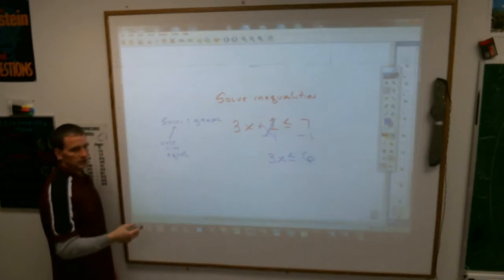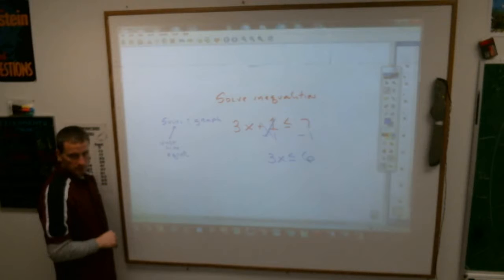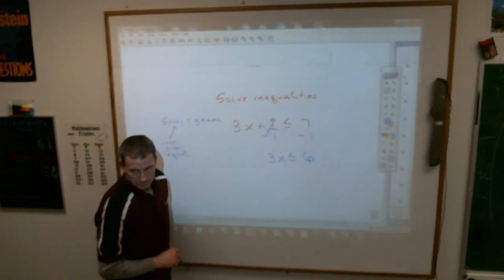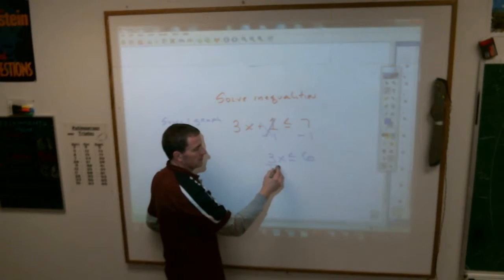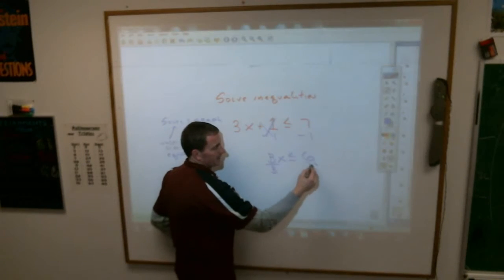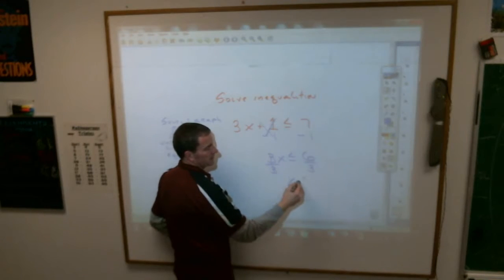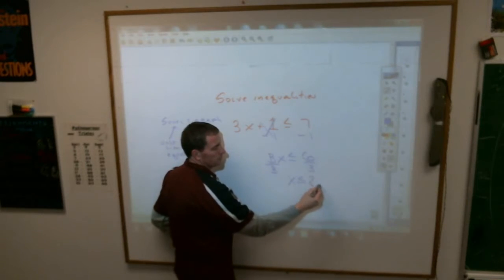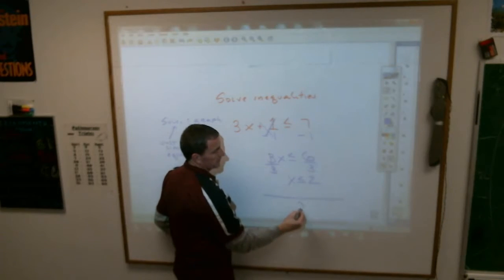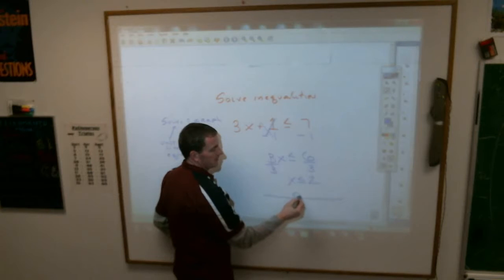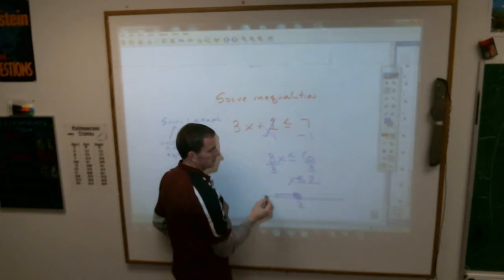And then if that were an equation, the next thing I would do is, do what with the 3? Divide by 3, divide by 3. So x is less than or equal to 2. I've solved it just like an equation. Graphing it would look like this. At 2, it is a solid dot because it equals, and it is less than, so it goes this way.